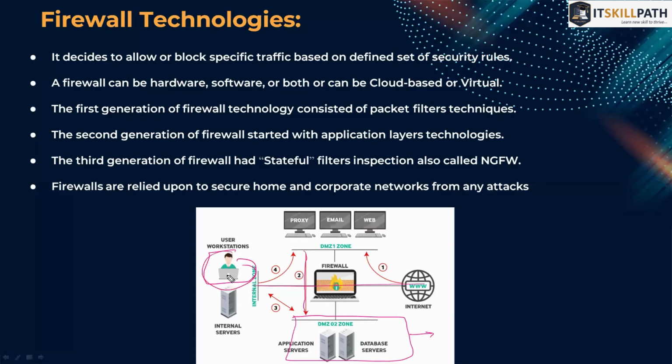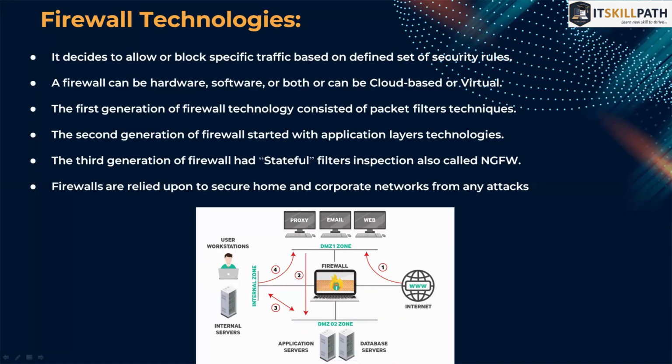Else what will happen? Let's suppose we have only one zone, then we can't control the traffic. These users could directly access the DMZ zone and some applications. But since we have isolated the network into different zones, we can create a policy and control the traffic with that policy.